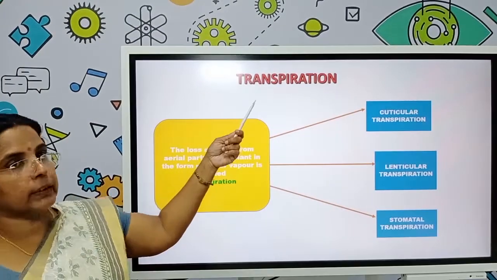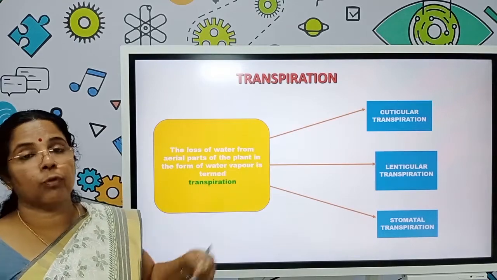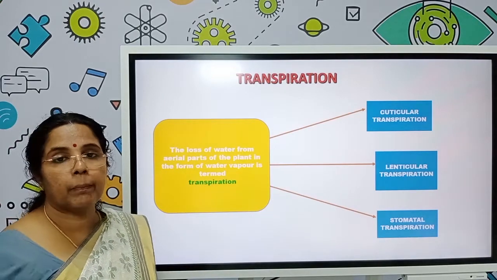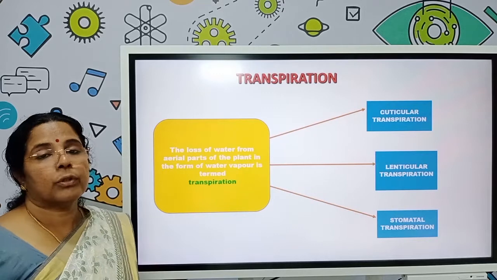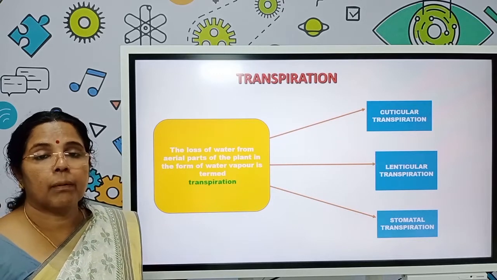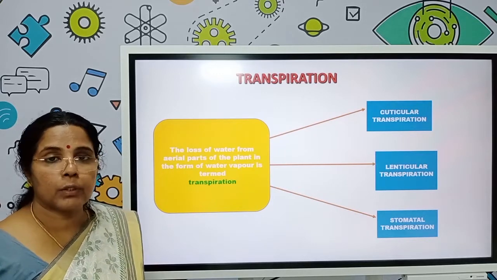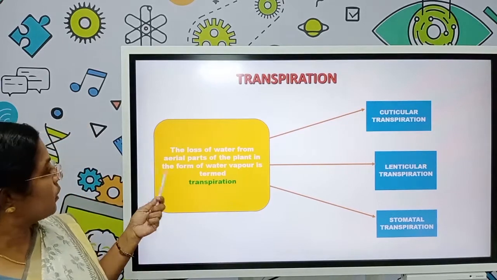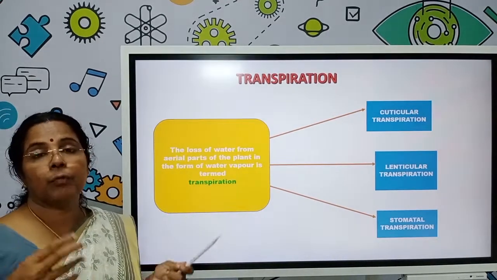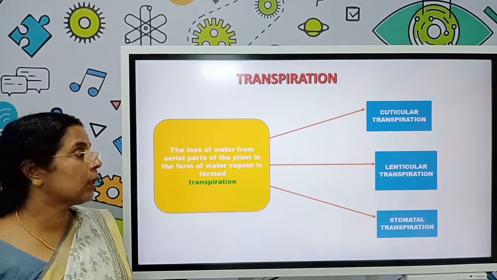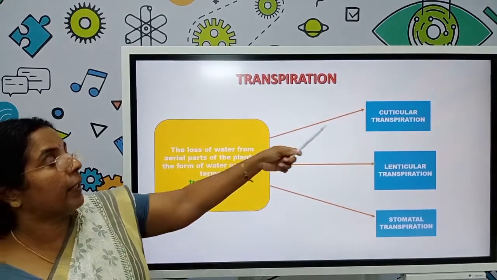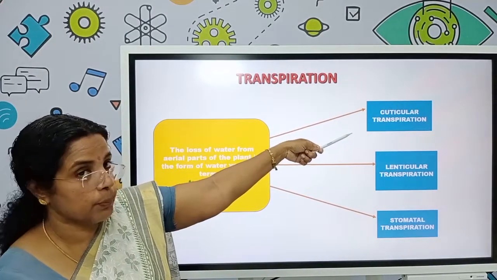Then transpiration. Transpiration is the loss of water in the form of water vapor through the stomata. You know that stomata are usually present in the lower epidermis of leaves. Then based on the type through which transpiration occurs, transpiration is divided into three. They are cuticular transpiration.